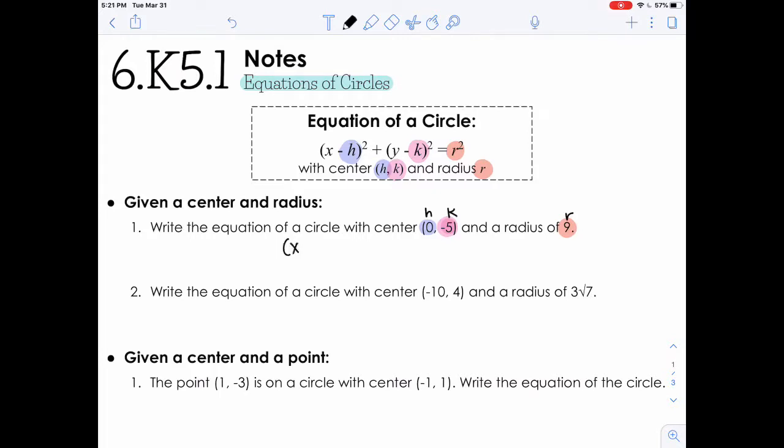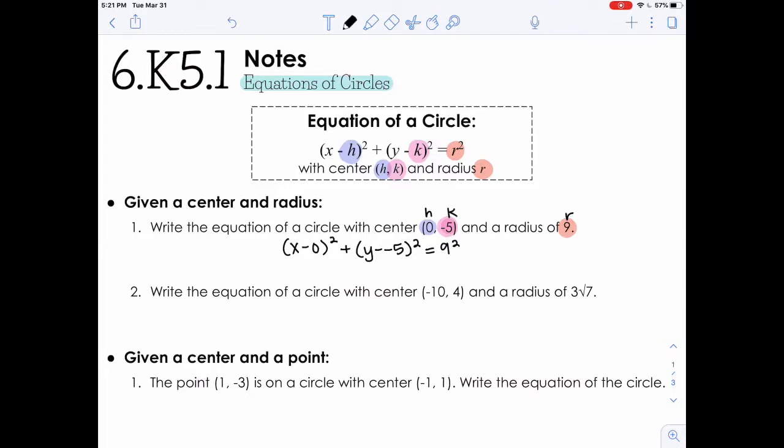So what we have is x. X is always there and never gets replaced. And then we're going to subtract h. For me, that is 0 for this example. And then we square that. And then we want to add y minus the k value, which is -5. And then square that. And what that is equal to is the radius squared. So in this case, 9 squared.